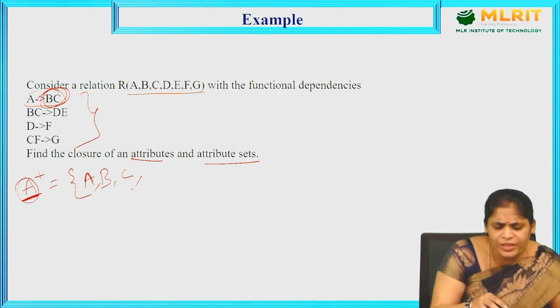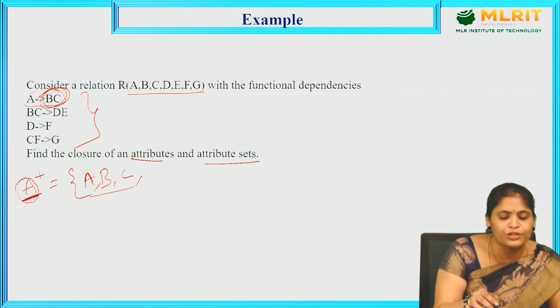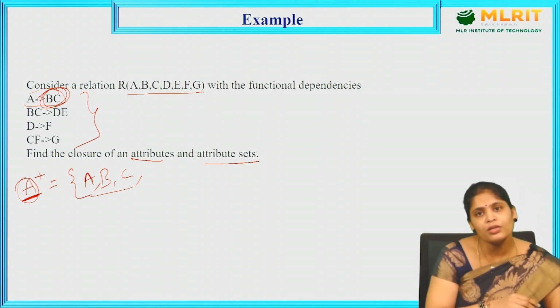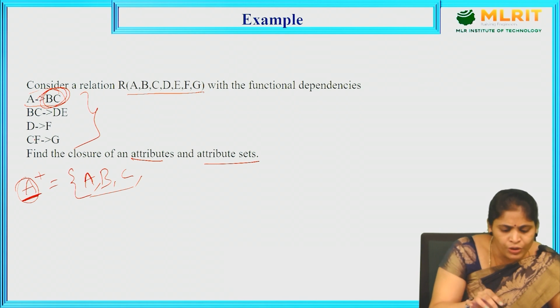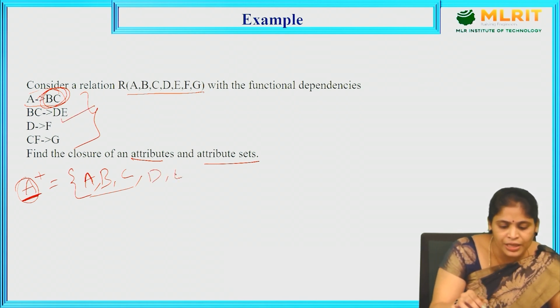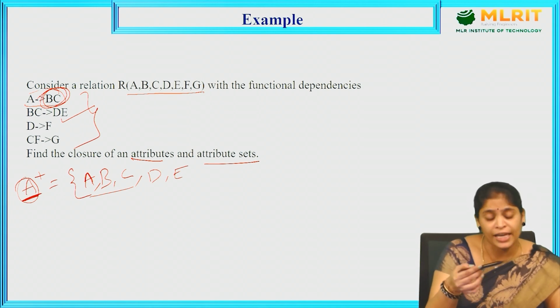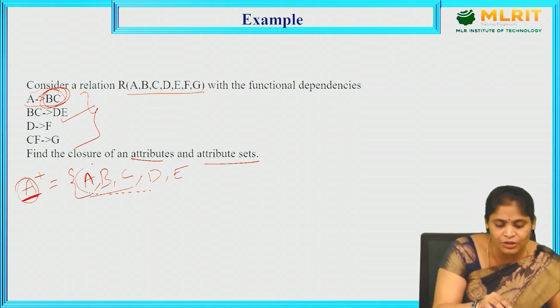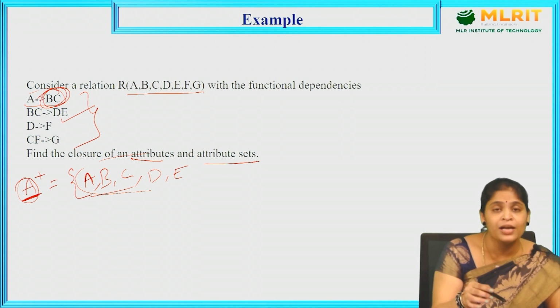Whether we have to check these three combined or any two of these elements, do they derive some more elements? Here, does AB derive anything? No. Does BC derive anything? Yes. BC derives D, comma, E. So we have to include D, comma, E. And again we need to check whether the combination of these attributes derives some more attributes.